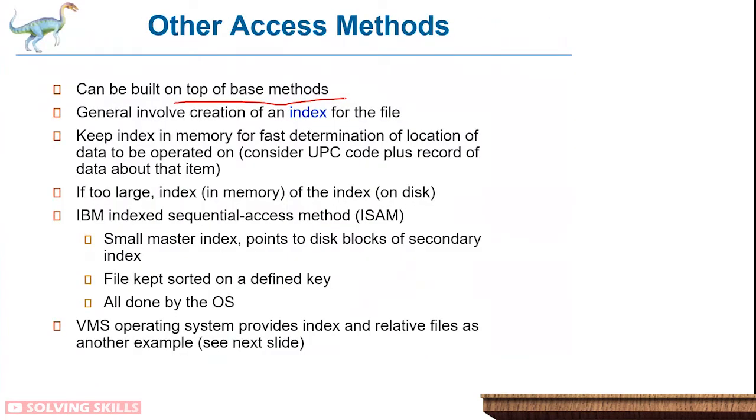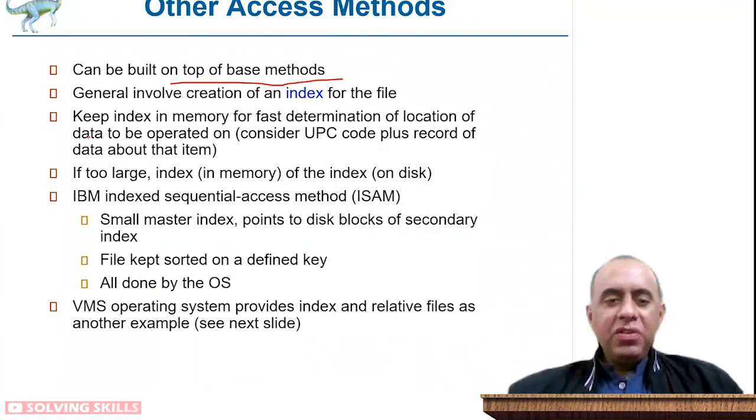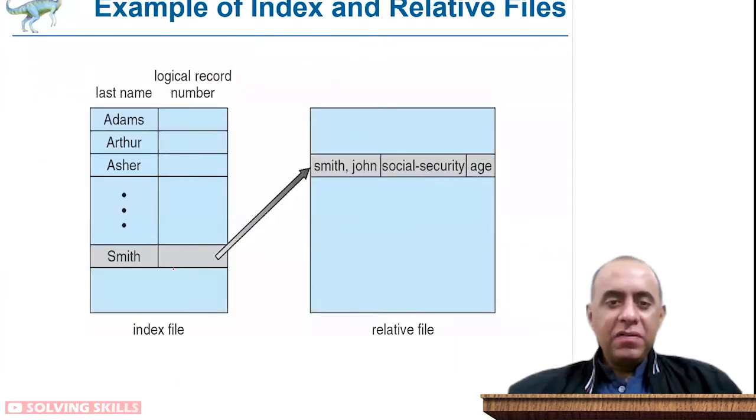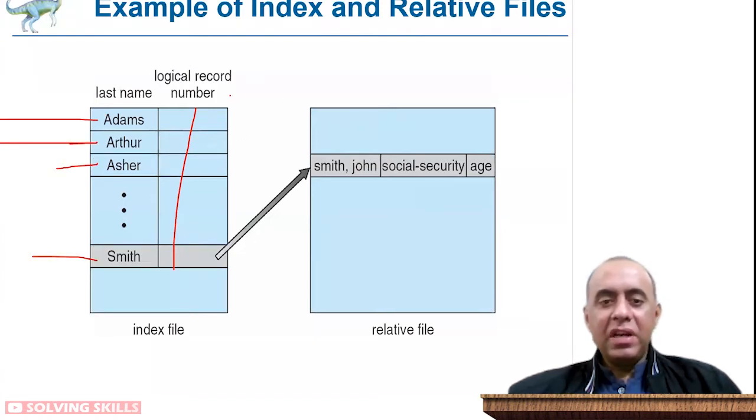The first one is index. For example, you wanted to create a file that contained these kinds of records, like there would be last names. So all the records will be sorted by last names, and there will be a logical record number, and for each record number there would be a separate file.